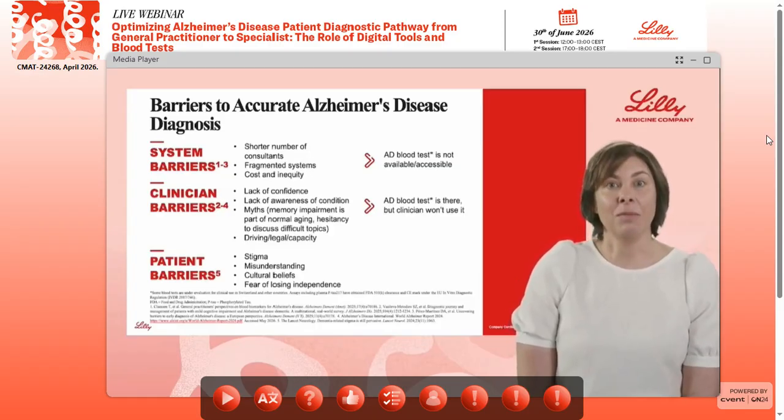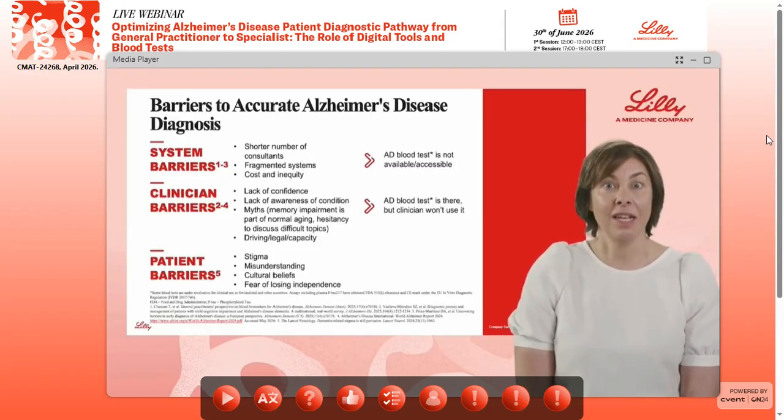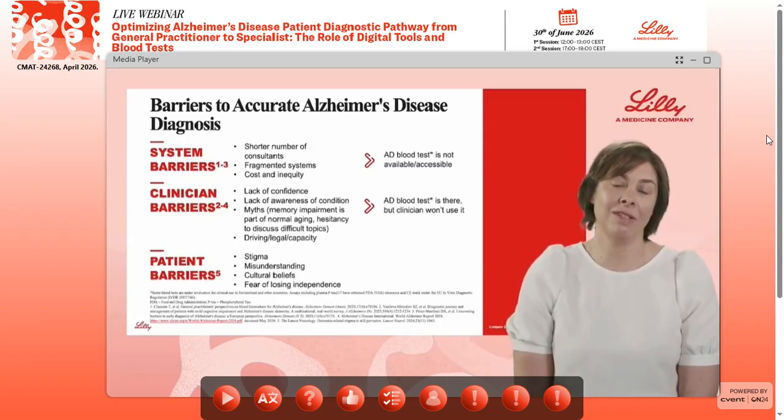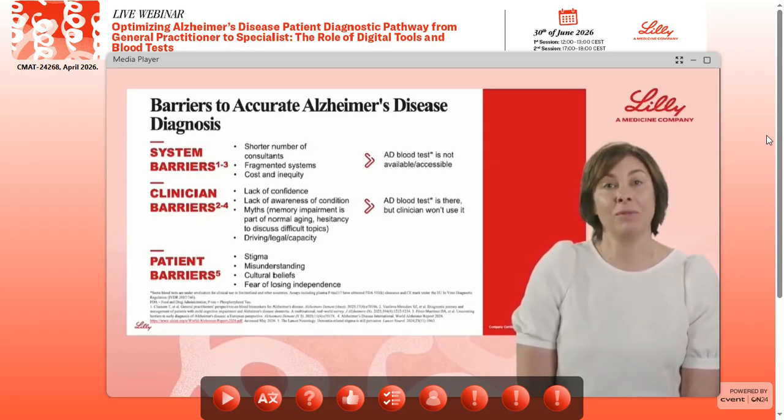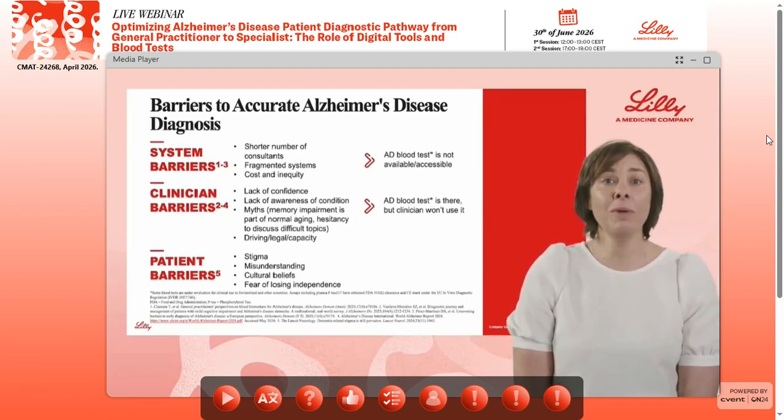Alongside this, we have a number of clinician barriers. So historically, clinicians haven't had the education that they need to make an accurate diagnosis. We weren't taught about how to do a cognitive assessment. And so because of that, we lack the confidence to be able to do it. The combination of these two things will mean that if the blood tests are available to primary care, either the clinicians won't want to use it, or it may not even be accessible to them.